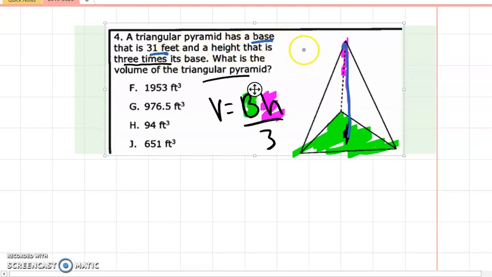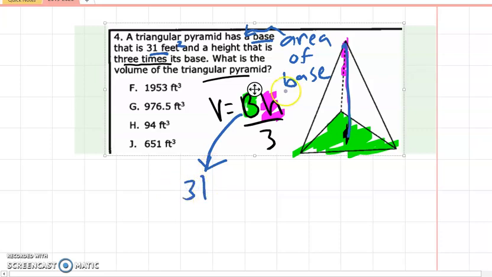is 31 feet. So here it should say area of base, right here. Okay. So it should say area of base is 31 square feet. And so that means that they did the work for you. That means that this capital B is actually the 31. I think they made a mistake here when they made this problem. And so I think you should say here the area of the base is 31 square feet, and it has a height that is 3 times its base.